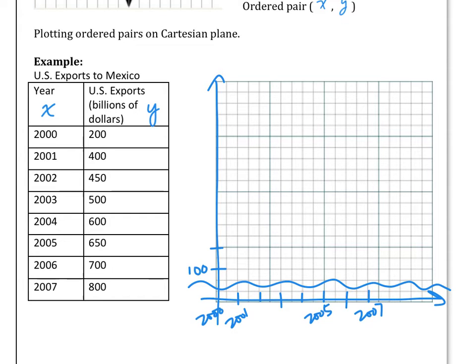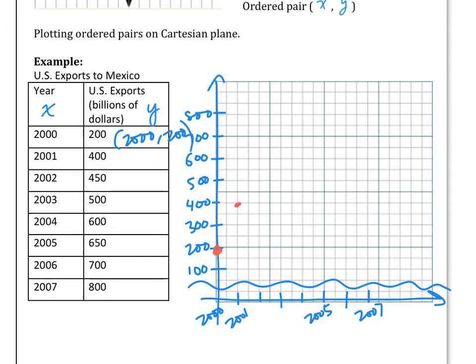So I'm going to do every 2 lines for 100 increments. So this is 400, 500, 600, 700, and then 800. And so this is very easy. You can think of it as this is the point 2000, 200. And then the first point would be here.